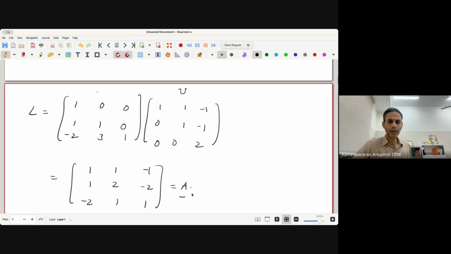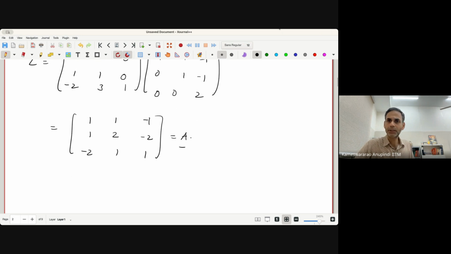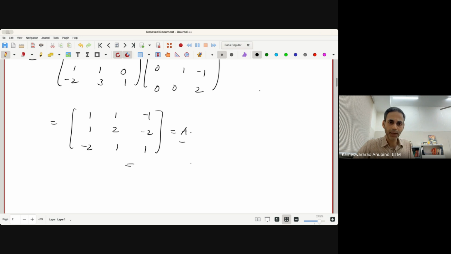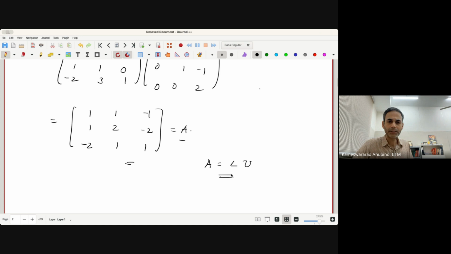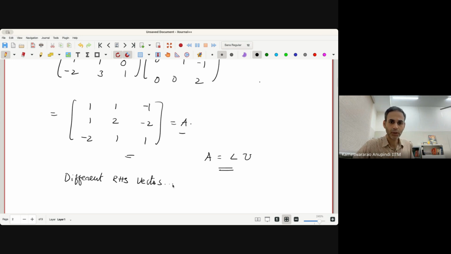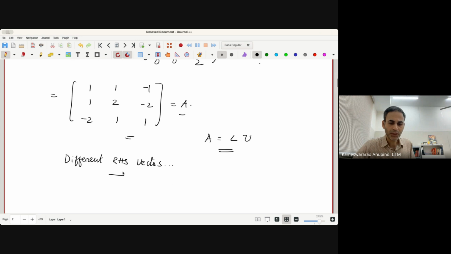Okay, so now we have kind of numerically proved for a simple 3 by 3 example that this indeed works, that we can use LU matrices. That means whenever we are given a matrix A, we can decompose it into L times U, because that way we can solve this problem for different right-hand side vectors, right? For different right-hand side vectors, we can solve for this without calculating these multipliers over and over again. Okay, so questions on this so far?